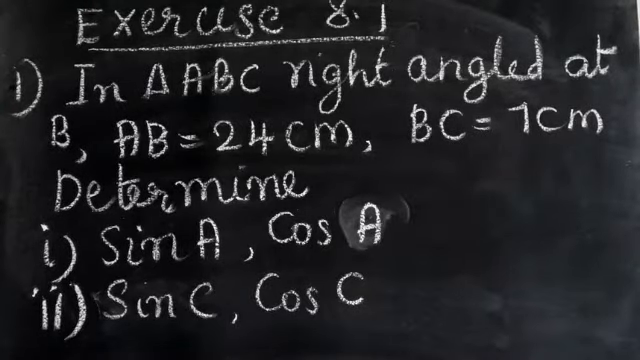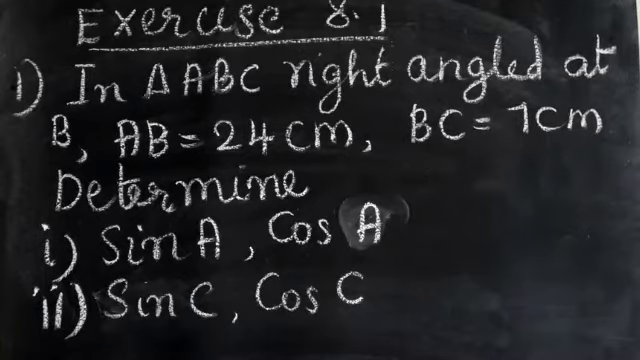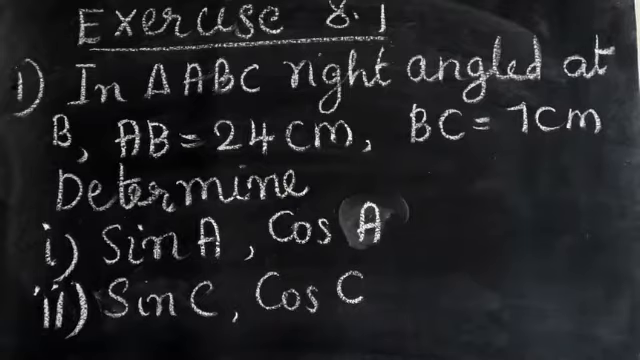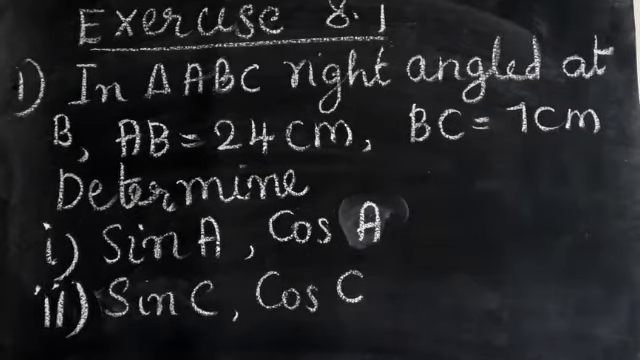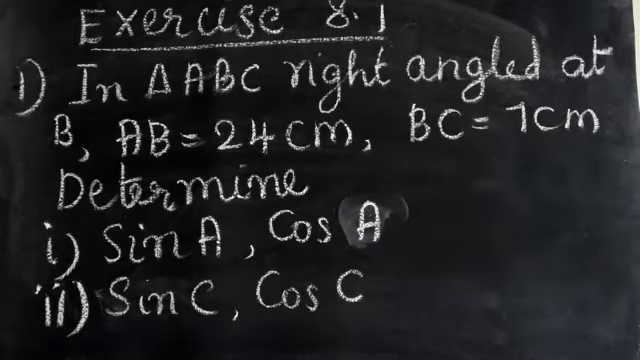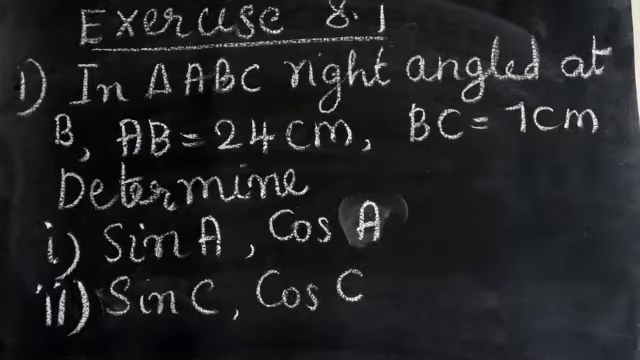Today we are going to discuss 8th chapter exercise 8.1 quiz number 1. In triangle ABC right angled at B, AB is equal to 24 cm, BC is equal to 7 cm. Determine sin A, cos A. And the second question, sin C and cos C.